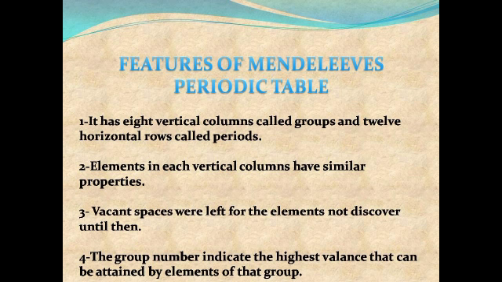Number 4, the group number indicates the highest valence that is attained by the elements of that group. For example, lithium is in group 1A. It has one electron in its outermost shell. That is why it is in group 1. It means that the group number indicates the valency of that element, the number of electrons in the outermost shell.